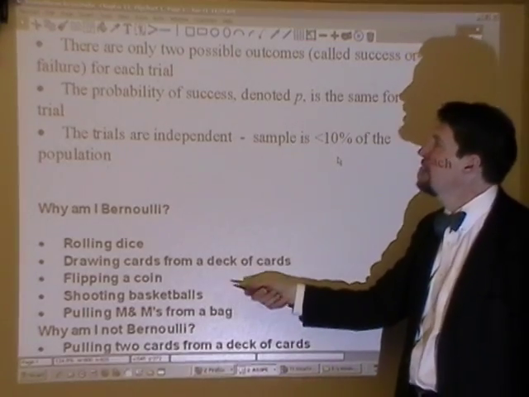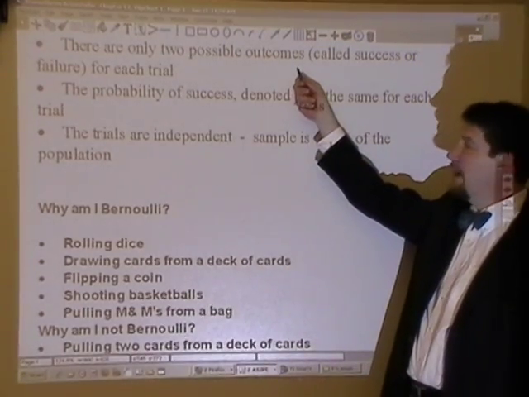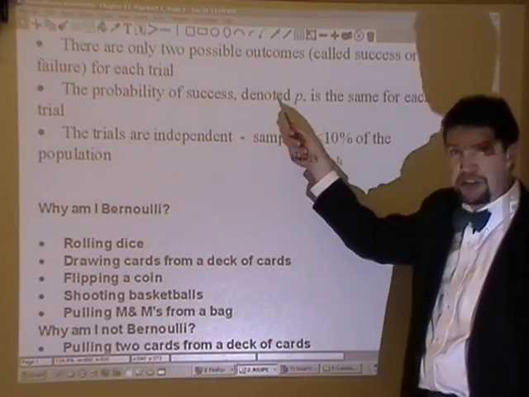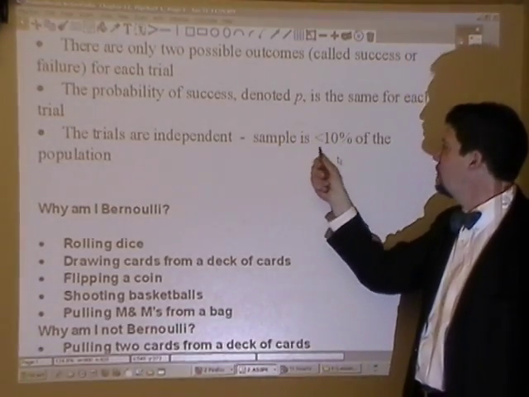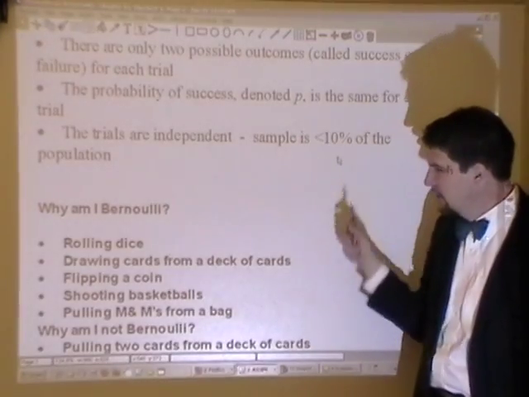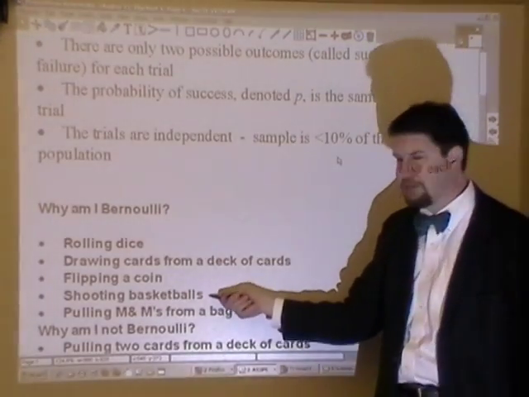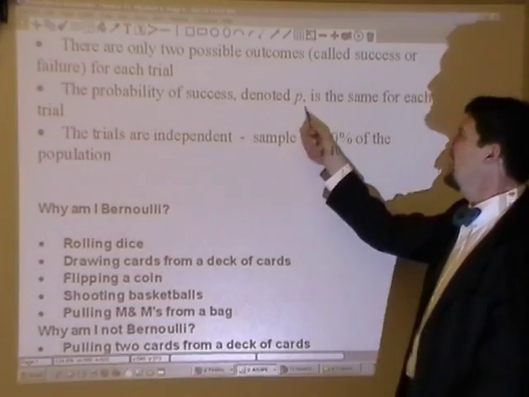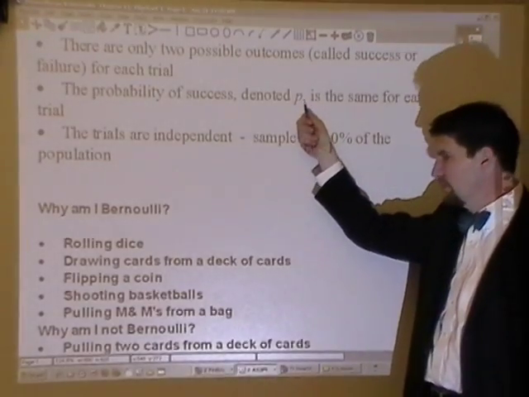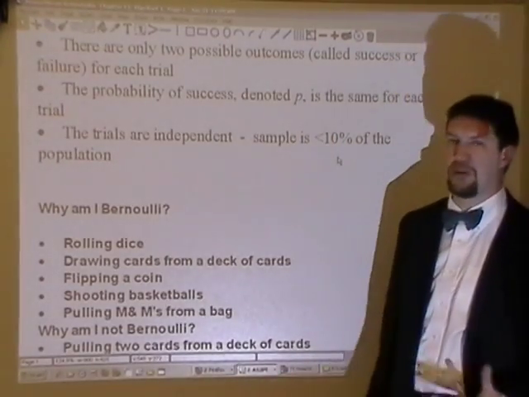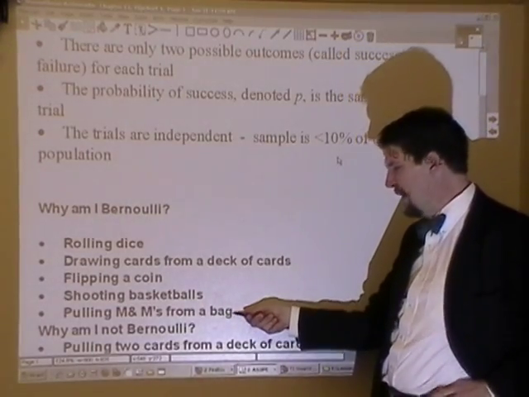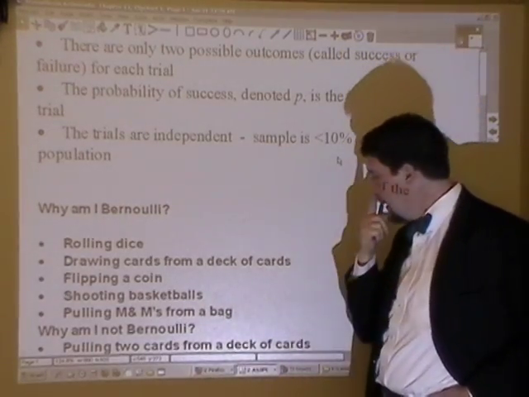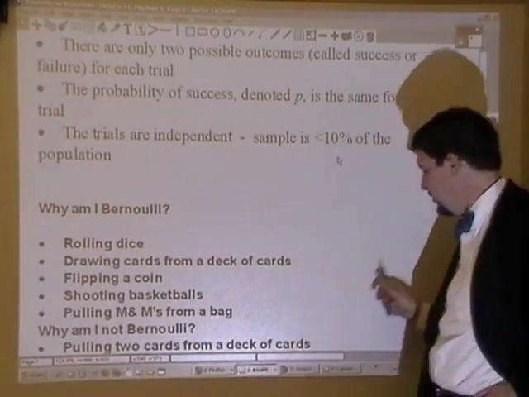Shooting basketballs. Yes, two possible outcomes, either you make it or you don't. First shot should not influence the second shot. And here's kind of like a big thing here. Since sample is less than 10% of the population, because if I shoot a basketball too much, I'm going to get tired and I'm going to influence what the probability is going to be. So that's where you have to have a relatively reasonable sample. Pulling M&Ms from a bag, if you've got the infinite bag, yes, it meets all these criteria.